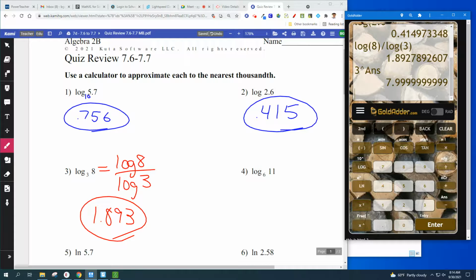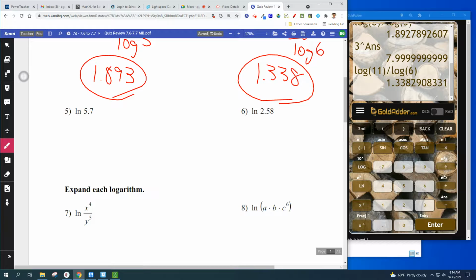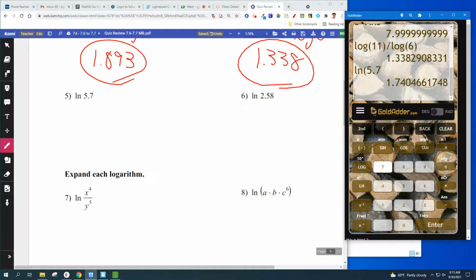We're finding the exponent. So number 4 is going to be change of base, log 11 over log 6. You're going to have to force yourself to remember that. 1.338. Number 5, ln. Well, you've got an ln button. So ln 5.7. Natural log of 5.7 is 1.740.